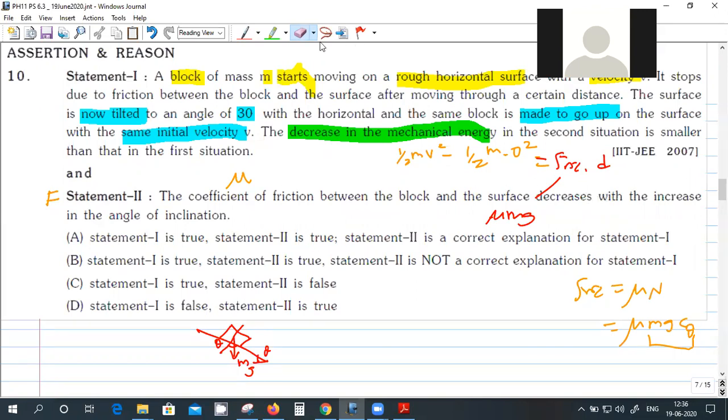In the second case, the equation will be: initial kinetic energy, half m v square, that is work done against friction, that is mu mg cos theta into distance, plus gain in potential energy. So that is mgh.